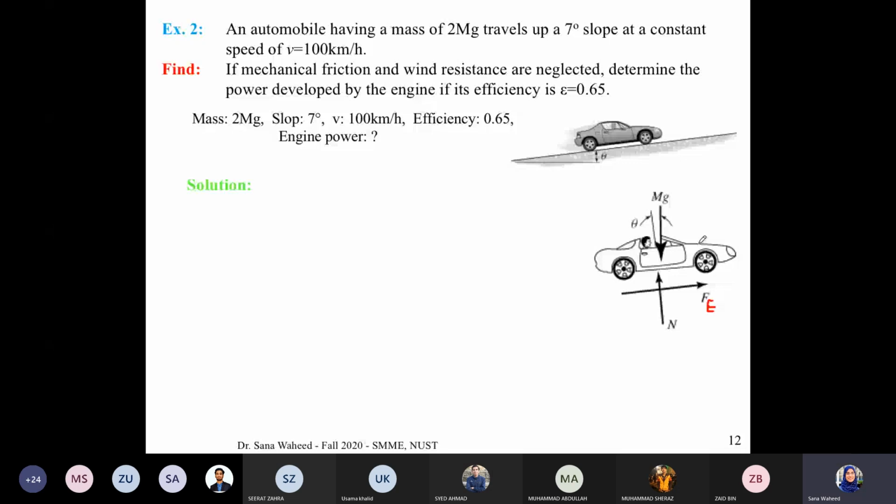what was the power being developed by this force. Okay, so let's see how we'll do that.